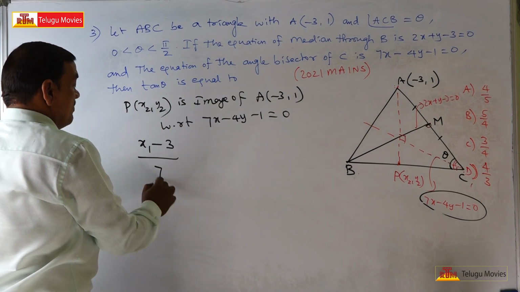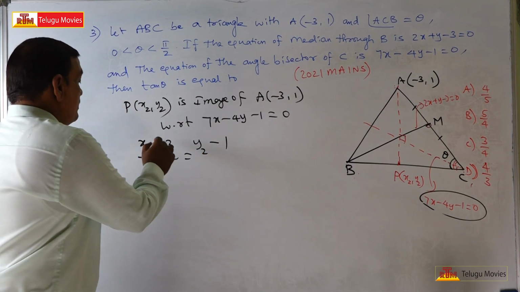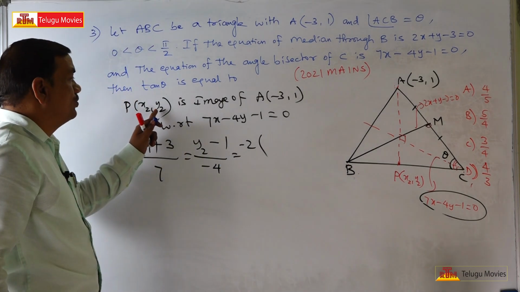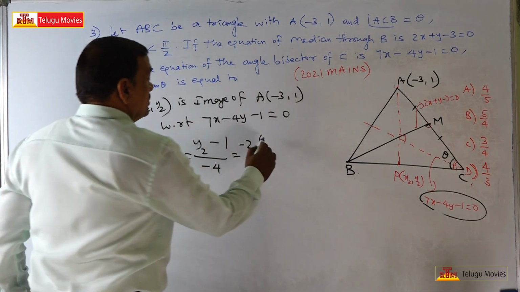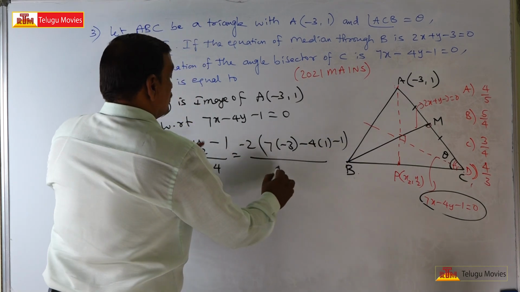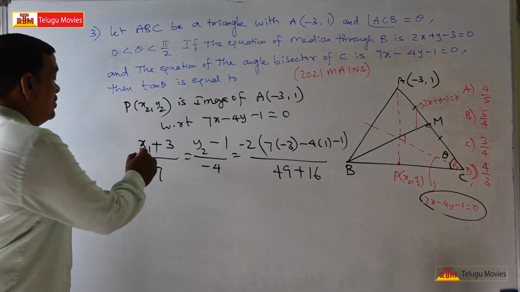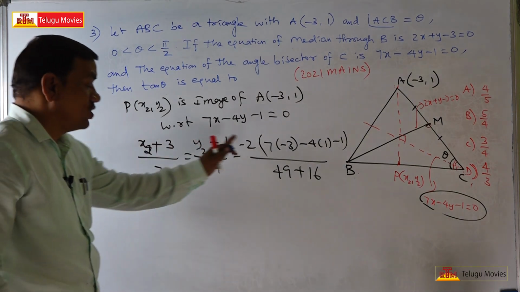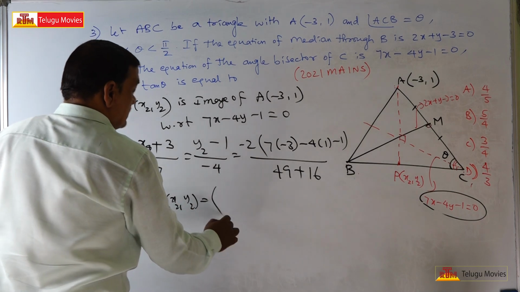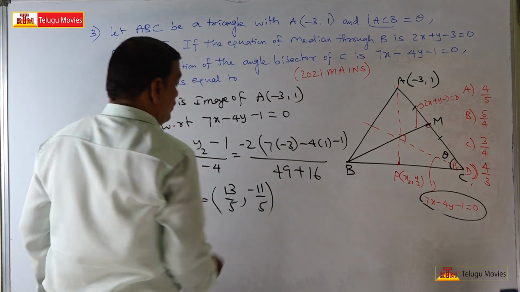If we want to find x2, y2, we have the formula: (x2 minus x1)/a is equal to (y2 minus y1)/b is equal to minus 2 times (a x1 plus b y1 plus c)/(a squared plus b squared). Substitute the point (minus 3, 1): 7 into minus 3 minus 4 into 1 minus 1, divided by 49 plus 16. If you calculate this value, you will get P (x2, y2) as (13/5, minus 11/5).